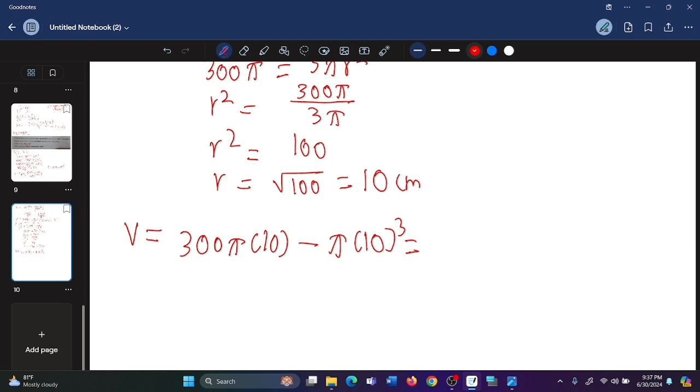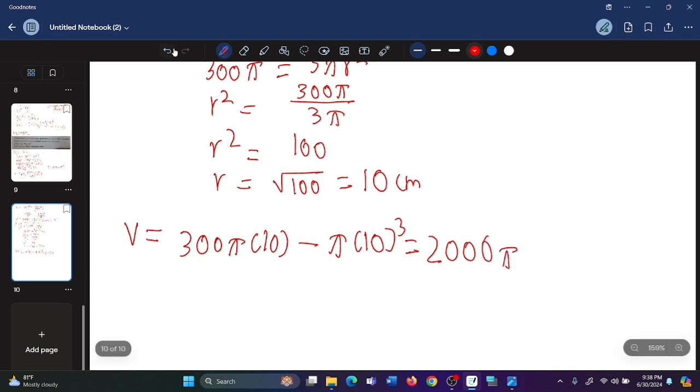Minus pi 10. So we get 2000 pi. So this 2000 pi is the stationary value of v. Which means whenever we differentiate at r is equal to 10, the curve v has a stationary value and it has a magnitude of 2000 pi.